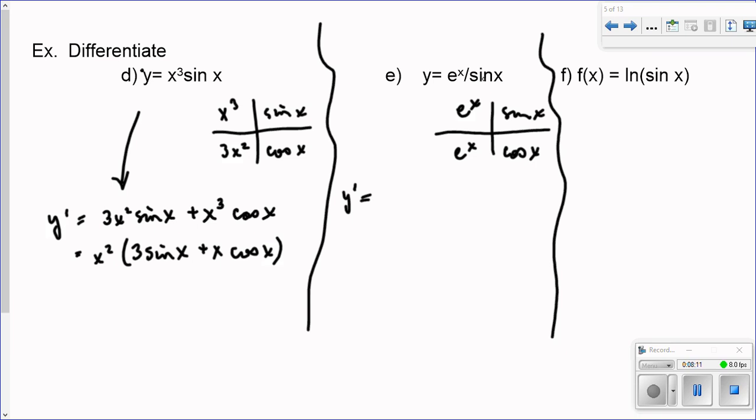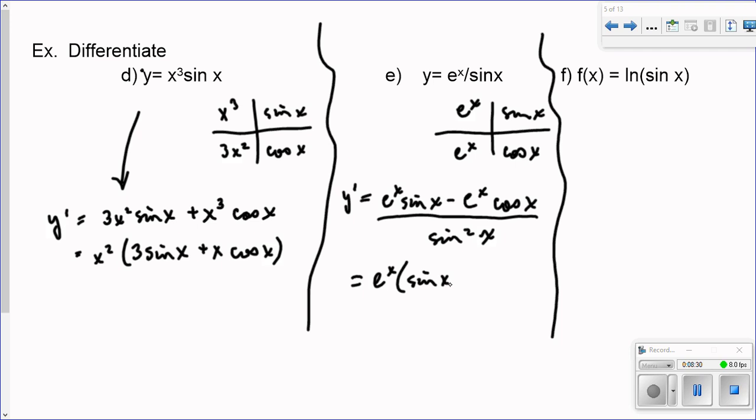Now, how do I do the quotient rule? I go up product, right? So e to the x times sine x minus e to the x times cos x, and then that's all over sine squared x. This would factor to e to the x times sine x minus cos x, all over sine squared x, and that's as far as I can go.